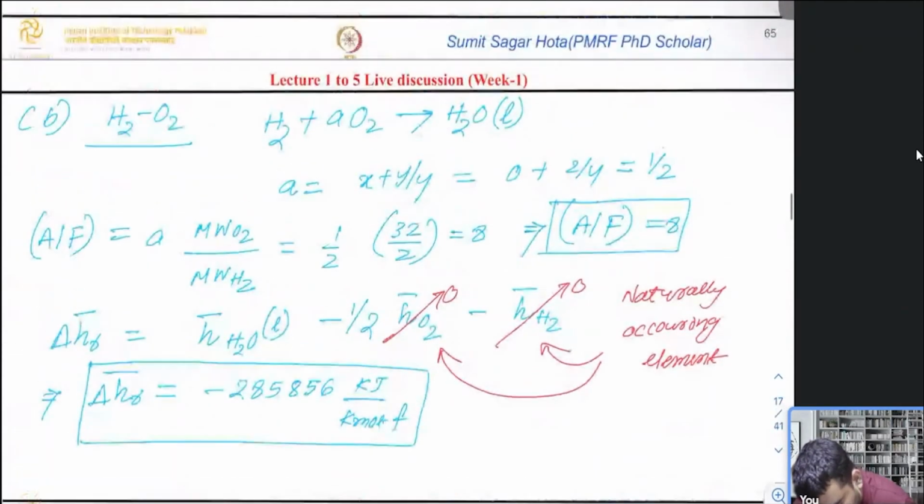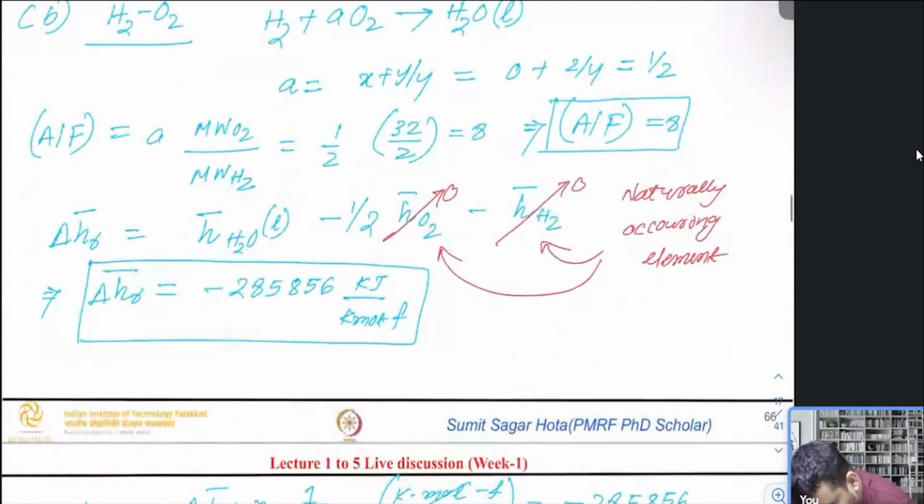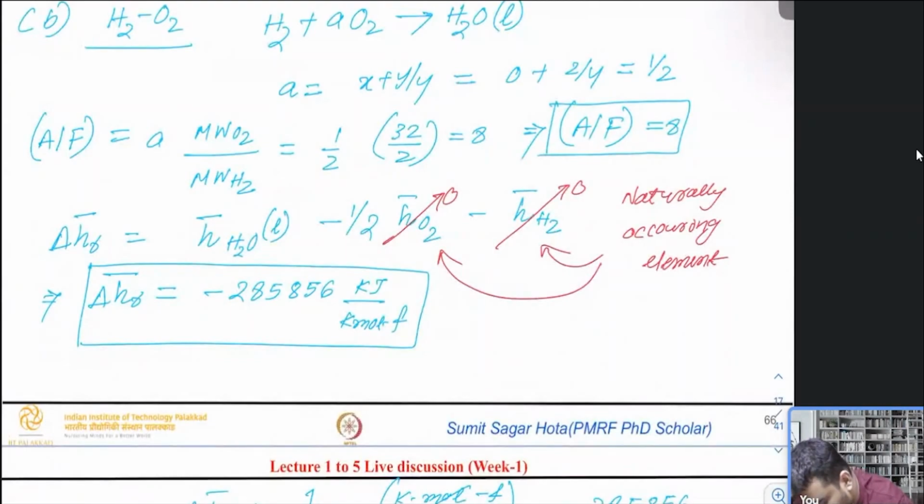Similarly, for the other reaction, the H2 and O2 reaction will be H2 plus aO2 gives H2O liquid. So what is a equal to x plus y by 4. Here there is no carbon species, so that is 2 by 4, that is 1 by 2. What is the air fuel ratio? Air fuel ratio is a into molecular weight of the air divided by molecular weight of the H2. Just substitute the values and get the air fuel ratio, which is equal to 8.